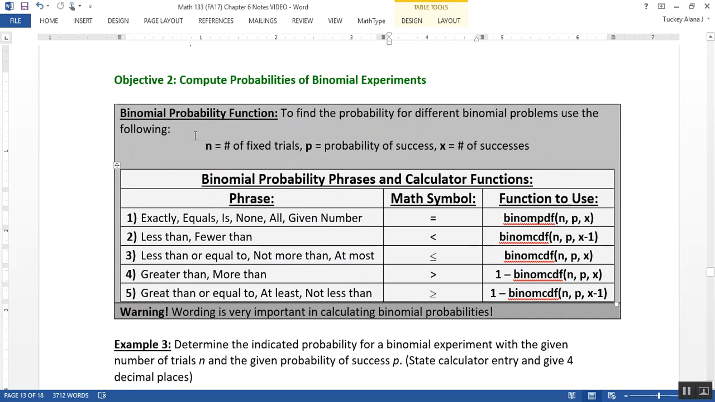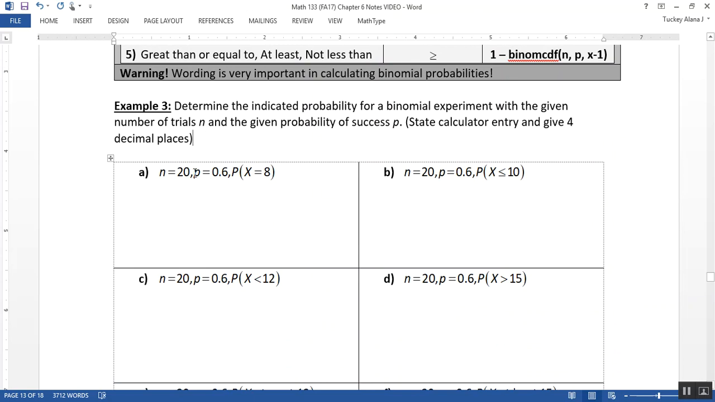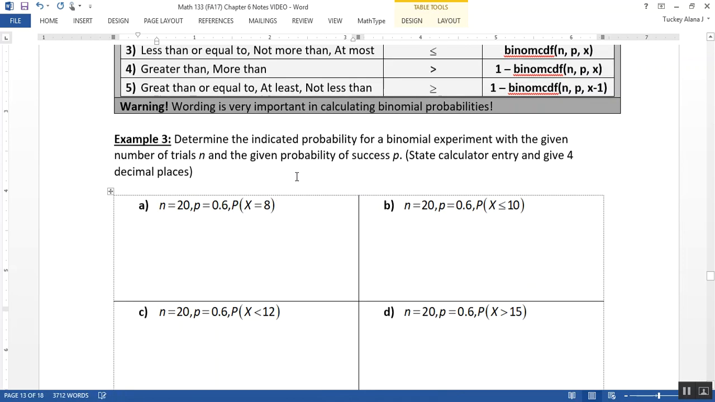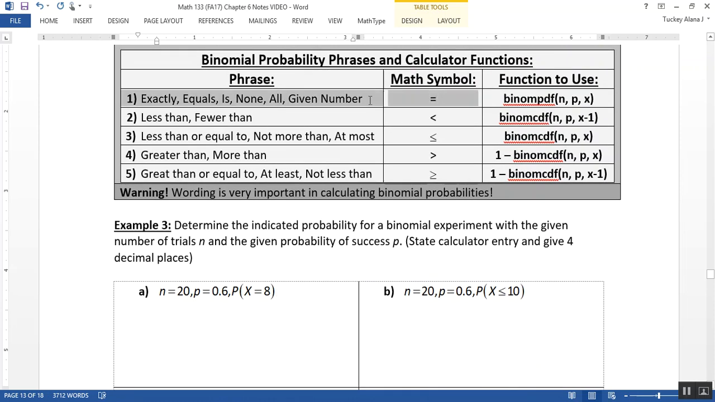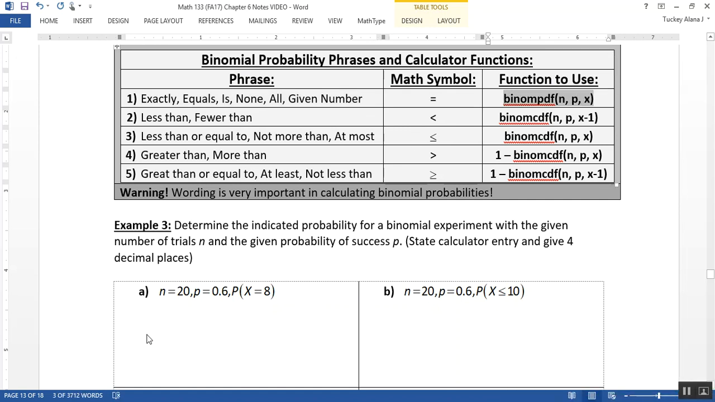When we look up, let's start at the beginning. So n is the fixed number of trials, p is the probability of success, and x is the number of successes. Okay, so if I look at this problem, it says that I want n to be equal to 20, I want p to be equal to 0.6, and x equals 8. So I look back up at the table, I notice that the equal sign is that first row. So I'm going to be using this function over here, binom PDF.